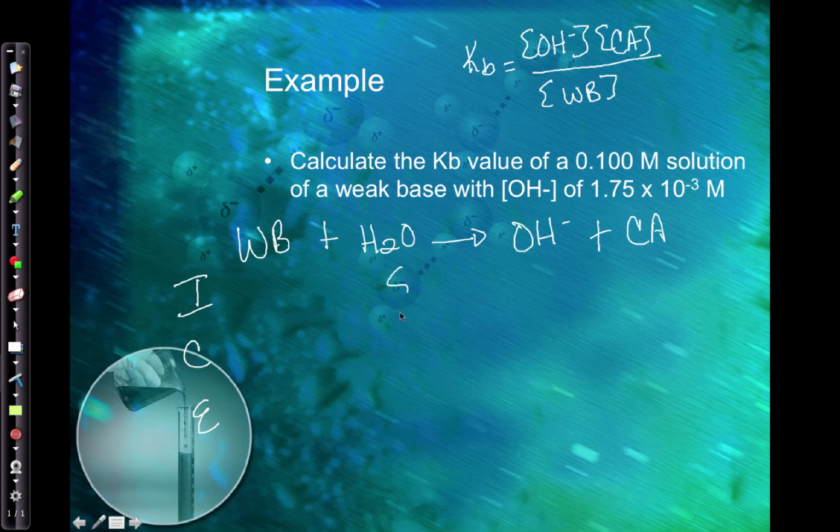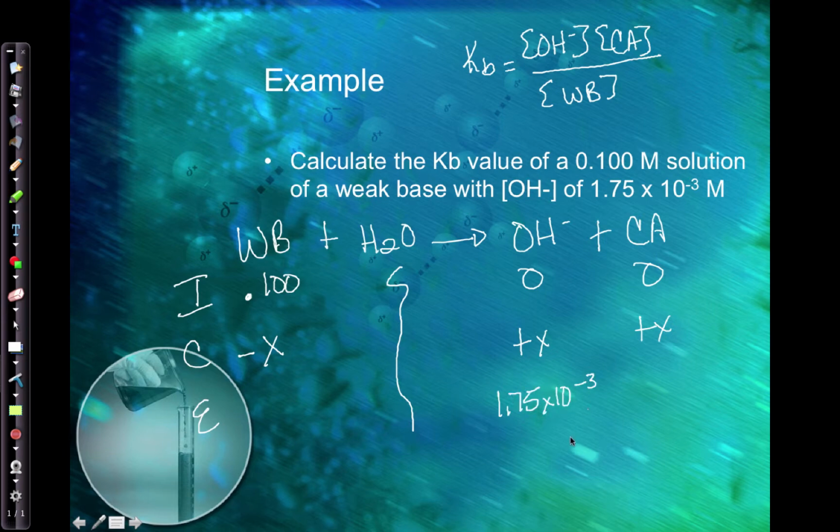All right, so water doesn't matter, but the weak base has an initial concentration of 0.1, and initially the hydroxide concentration was 0, so was the conjugate acid. Well, we have 0 for products, so we're going to be adding for our products and subtracting for our reactants. Well, it tells us what the concentration of hydroxide is, so let's just go ahead and put that down. We know that the concentration is equal to this. Well, I know that I'm going to have equal parts of hydroxide and my conjugate acid, so I already know what the concentration of the acid should be too.